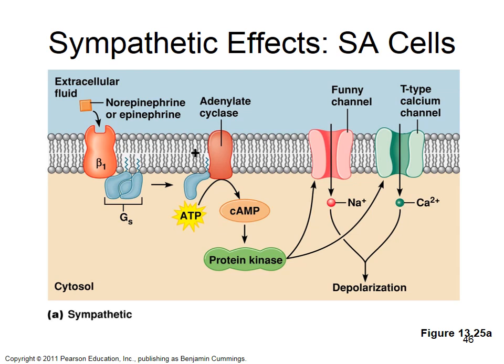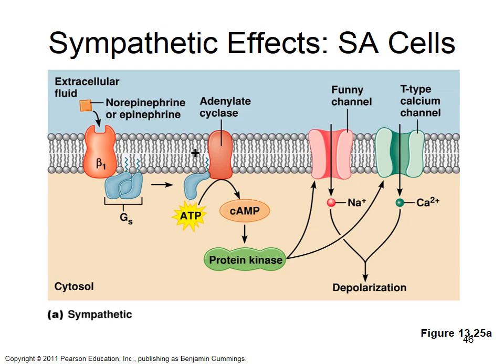So here we have the plasma membrane of one of those autorhythmic cells in the SA node. They have funny sodium channels and they have the T-type calcium channels. Not shown are the L-type calcium channels, right? But they also have those L-type calcium channels as well. Here's the beta-1 adrenergic receptor.